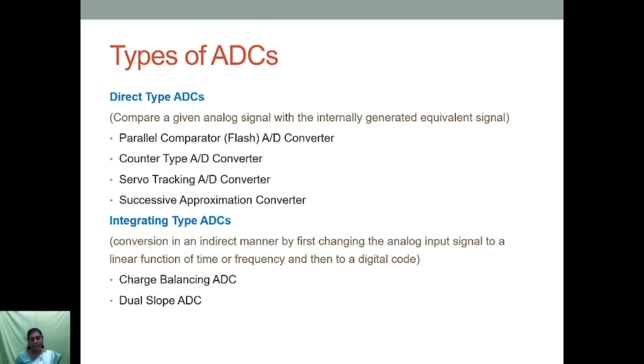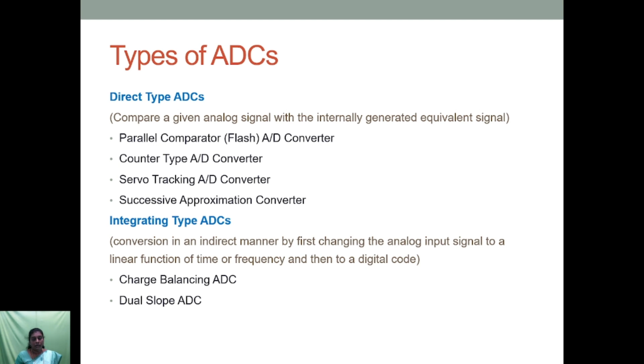So this is the technique used in direct type analog to digital converter, and the next type will be the integrating type of analog to digital converter. Here the conversion takes place in an indirect manner, that is, first the analog input signal is converted into a linear function of time or frequency. Again it is converted into digital form. And in integrating type there are two main sub-classifications. One is charge balancing analog to digital converter and the other is dual slope analog to digital converter.